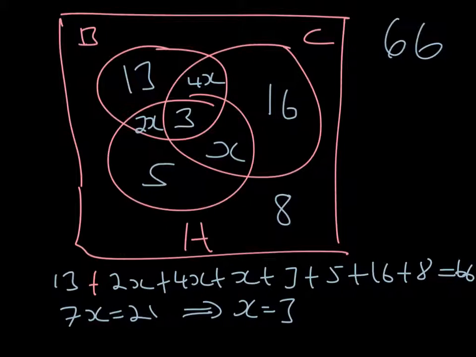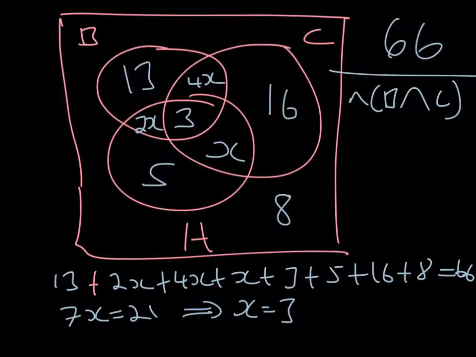Part C asks us to find n(B ∩ C). So all that means is the number of people within the intersection between B and C. Remembering that if this is set B and this is set C, this region here is the intersection of B and C. We know that there are 3 people here, and we've already said that x is 3, so this is going to be 12. So we've got 12 here, 3 here, so our answer is going to be 15.